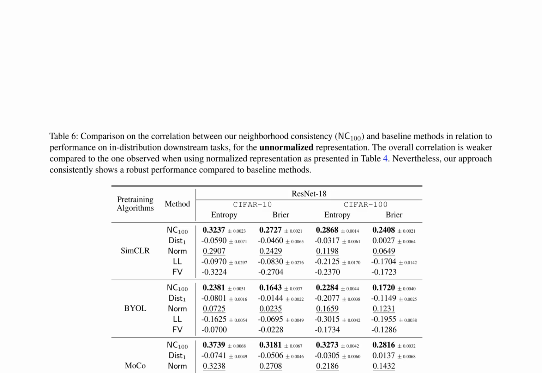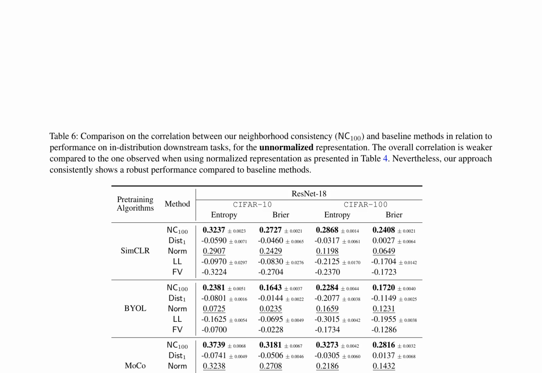In the context of pre-training and its impact on in-distribution downstream tasks, this study conducts a comparative analysis of the neighborhood consistency, NC100, method against baseline algorithms. The analysis employs 2 distinct architectures, ResNet 18 and ResNet 50, to evaluate the performance of SimCLR, BYOL, and MoCo algorithms across various metrics, including entropy, Brier score, and their normalized counterparts. The results, presented in Table 6, highlight the correlation between NC100 and baseline methods for both architectures.